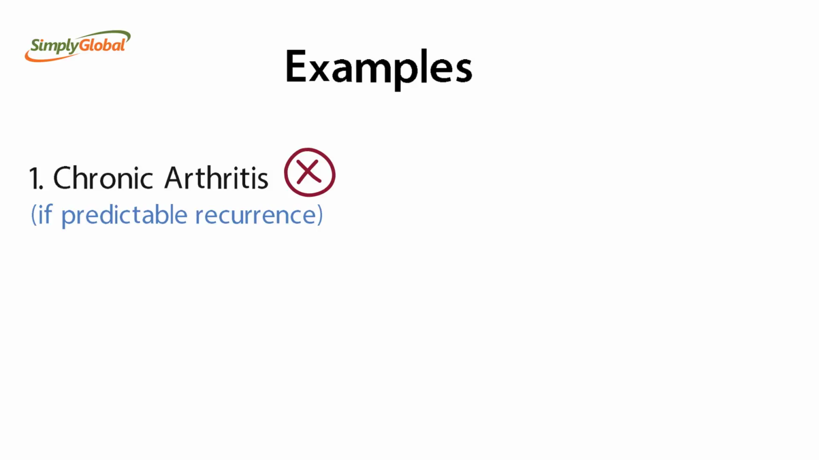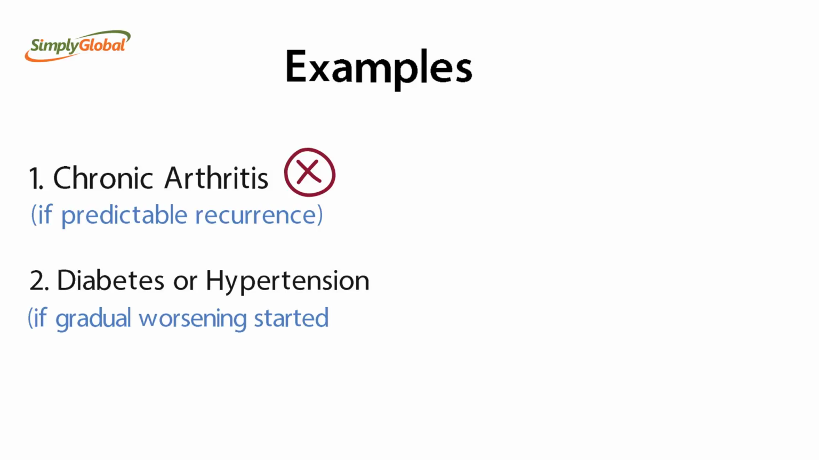As an example, if you have to see a doctor for chronic arthritis, then your doctor visit may not be covered because of the nature of expected recurrence for such a medical condition. Another example of that is if you have diabetes or hypertension, and there is some complication due to a gradually worsening situation that started before the effective policy date, then that will not be covered by the insurance.